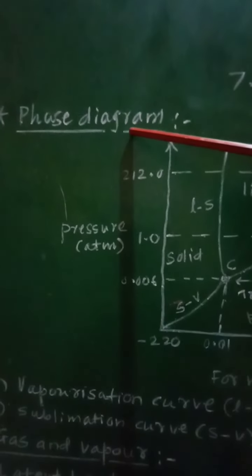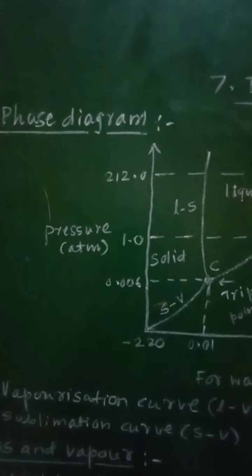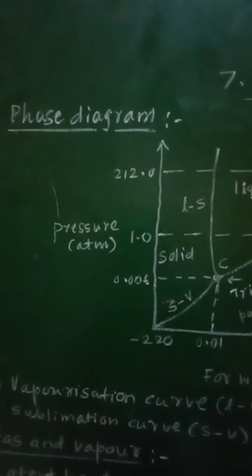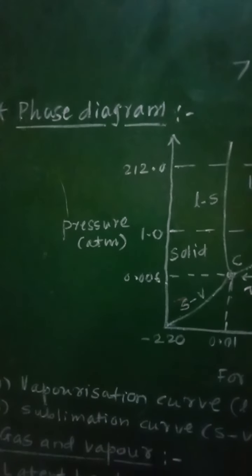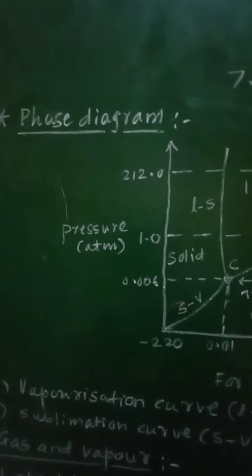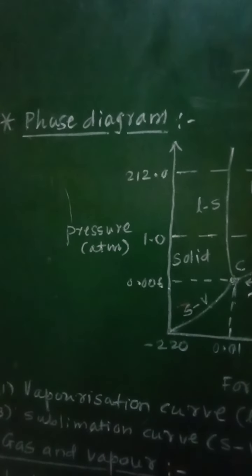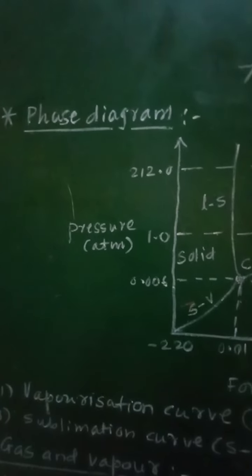Phase diagram. A phase is a homogeneous composition of a material. The homogeneous composition of a material is called the phase of that material. A substance can exist in different phases in solid state.